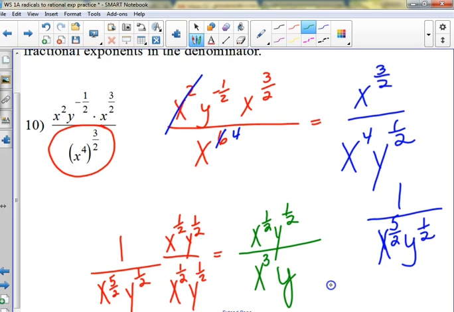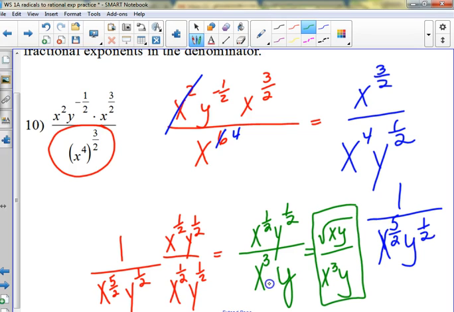Because what does a fraction exponent mean? Yes. You can't have a radical in the denominator, right? If I rewrite this as a radical, guys, it's the square root of xy over x cubed y. Does that seem kosher? No radicals in the denominator. That's why we can't have fractions down there. All right.